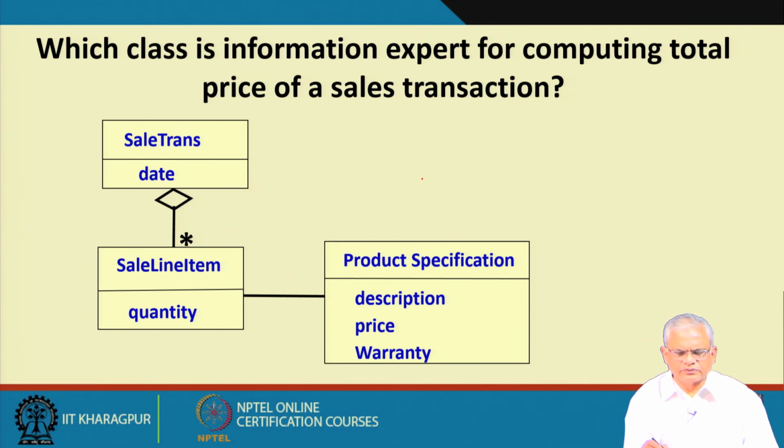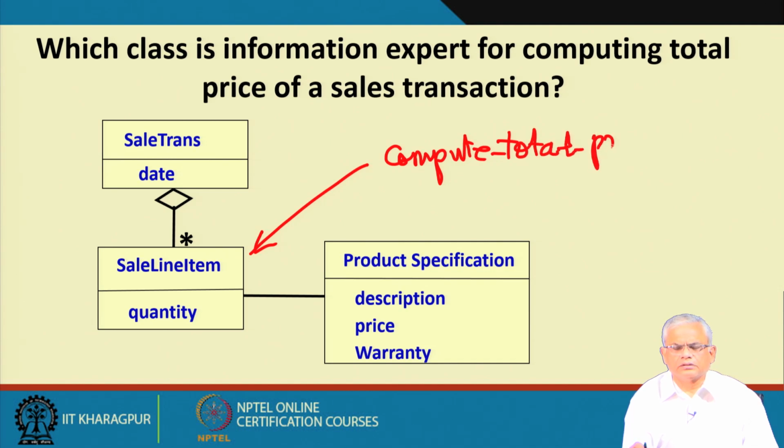the responsibility, compute total price, to sale line item. Now, for that specific line item, it would have the association with the specific product and get the price for that, multiply with quantity and get the total cost for that line item. But what about the other line items?